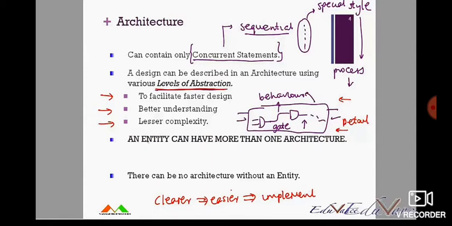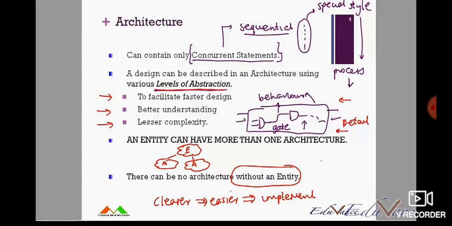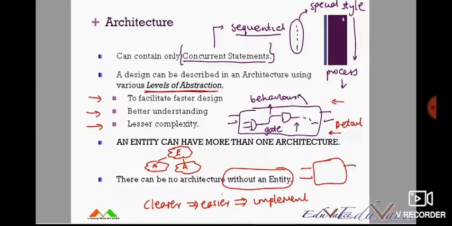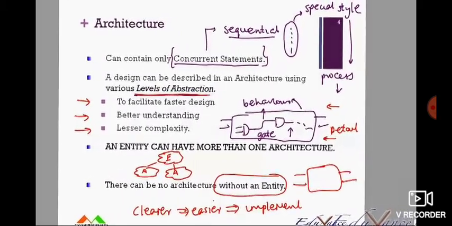Now, a few more rules. One entity can have more than one architecture. As I said in the first lecture, you can have one entity which has multiple architectures, but you cannot have an architecture without an entity. Means you cannot tell the circuit what it's going to do without you knowing what are the inputs and outputs.